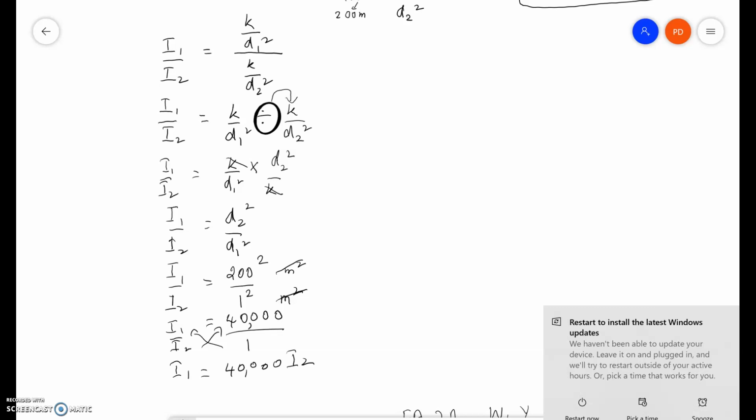times I2, and I read it as a sentence, it basically means that the intensity at a distance of 1 meter is 40,000 times the intensity at a distance of 200 meters.